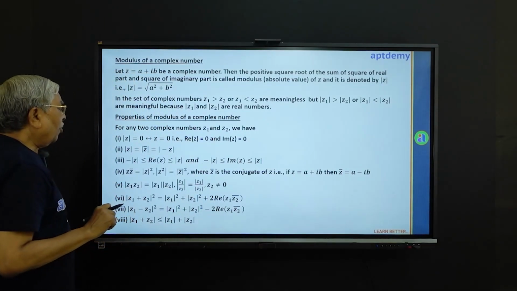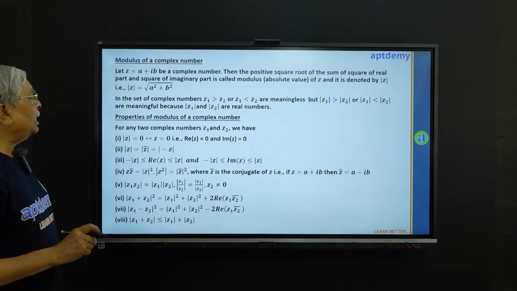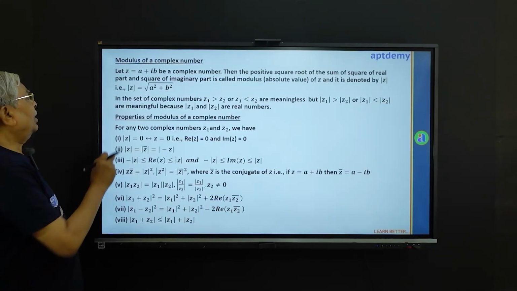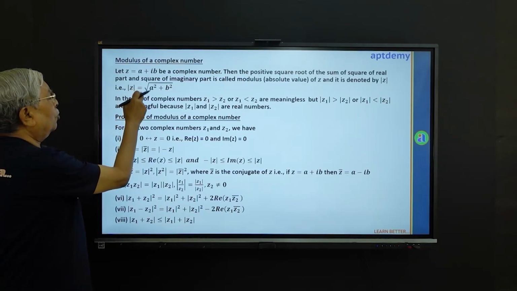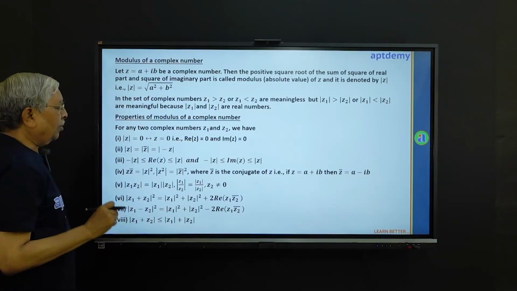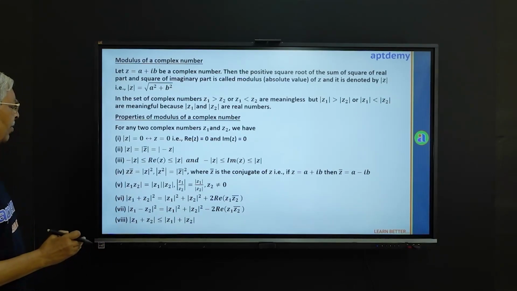Now, what do you mean by the modulus of a complex number? If you have a complex number z equal to a plus ib, the modulus of a complex number is defined by mod z equal to the positive square root of real part square plus imaginary part square. And these are the properties of the modulus I have given here.